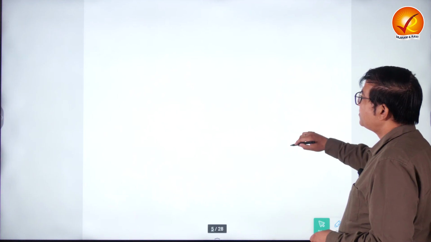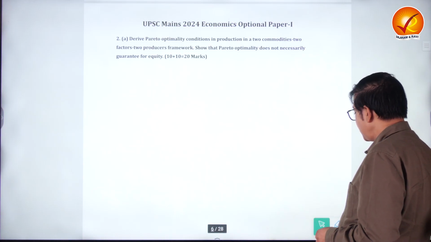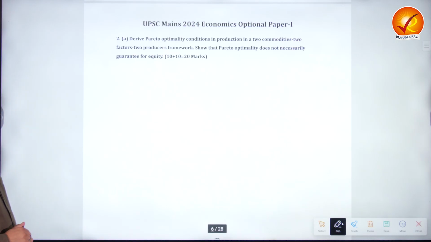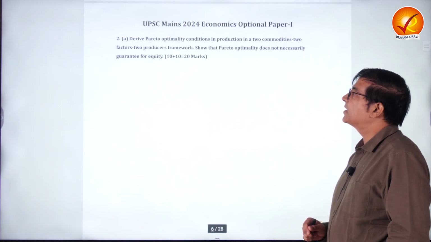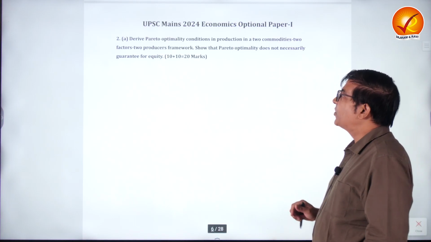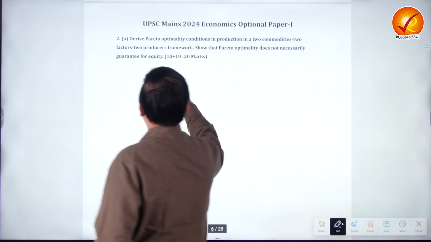Going further, we come to question number 2. Okay, the compulsory questions are over of the first section. Second section we will come to. 2A was: derive Pareto optimality condition in production in 2 commodities, 2 factors, 2 producers framework. Show that Pareto optimality does not guarantee equity. You had 10 plus 10, 20 marks for the entire question. Now, although it is 10 plus 10, it appears that the first one will be needing more time overall, but still you should try to devote more or less equal time.